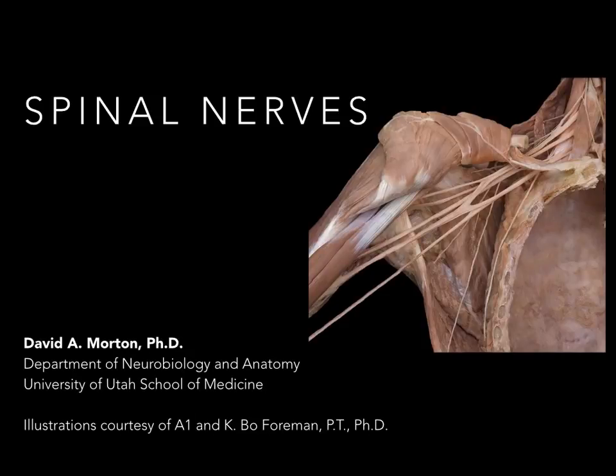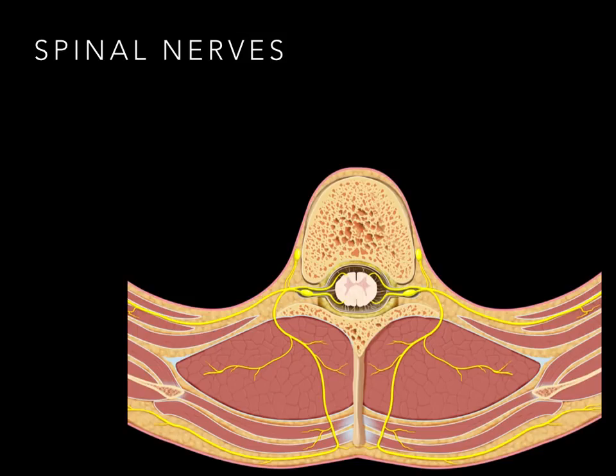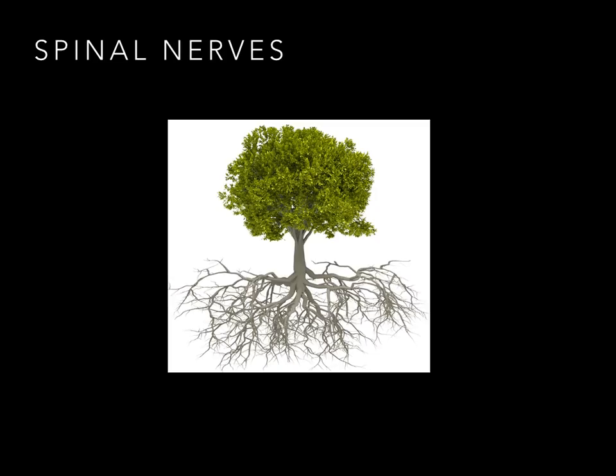Let's next talk about spinal nerves. So here we have a cross section through a thoracic vertebra with an associated spinal cord and spinal nerve levels. To understand spinal nerves, there are a couple of things we need to know: roots, spinal nerve trunk, and then the rami. To understand them, let's take a look at this tree.